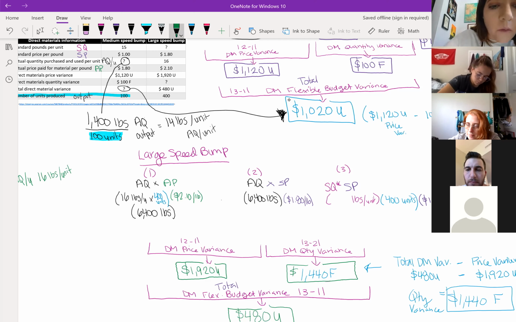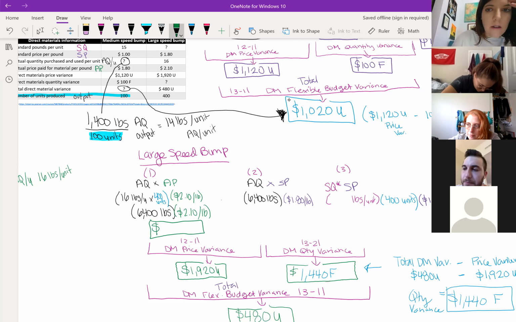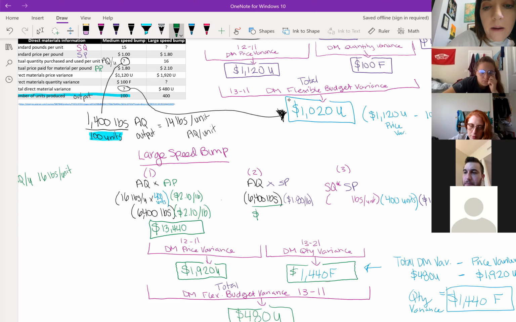So under column 1, we're going to multiply the 6,400 pounds times $2.10 per pound to calculate how much they actually spent on direct materials. 13,440. We know that they spent more than they should have, so this is going to be lower. So when you multiply 6,400 pounds times $1.80 per pound, how much should they have spent?